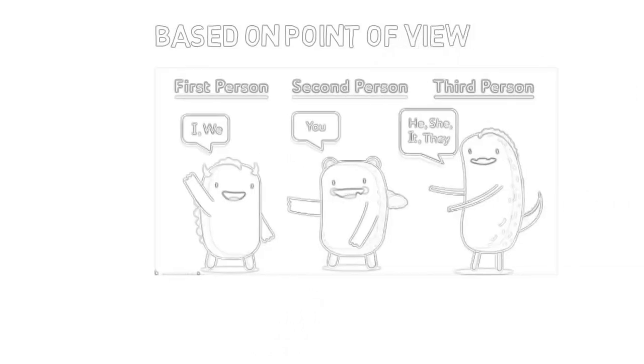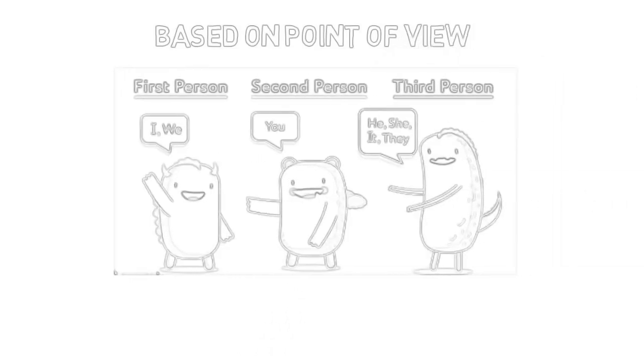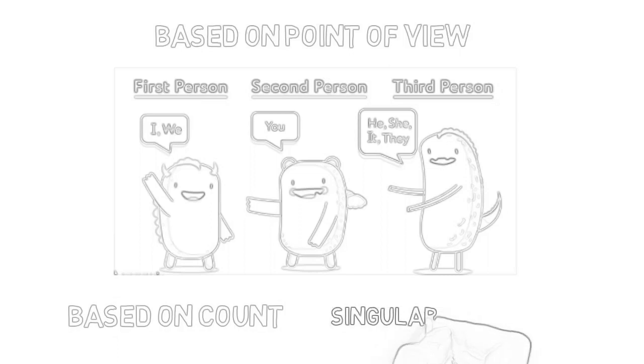Now, based on point of view, subject may be in first person, second person or third person. In first person, we have I and we. In second person, we have you. And in third person, we have he, she, it, they. And based on count, subject may be singular or plural.